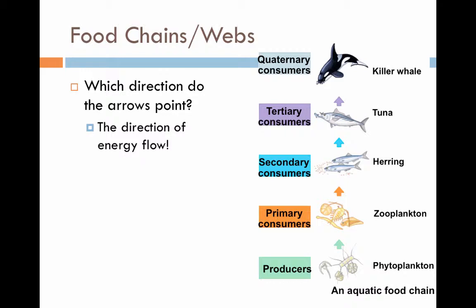By the way, this is probably the most common mistake people make on tests or on the MCAS. They put the arrows in the opposite direction. Don't do that. Arrows always start at the producers and then go to the consumer and the next consumer and the next consumer. Don't draw your arrows backwards.